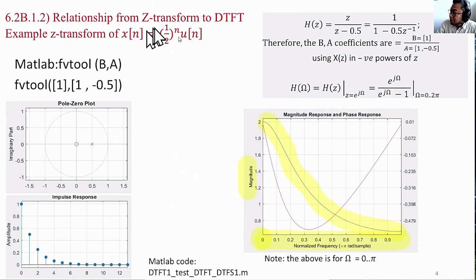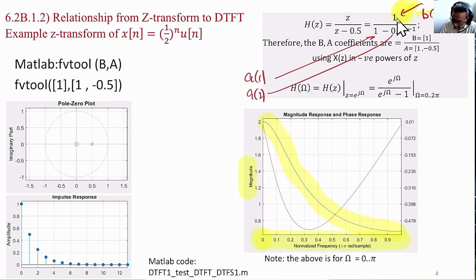Now, remember that once you have H of z, you can express it in positive powers of z or negative powers of z. If you use MATLAB, please represent it as negative powers of z. So it's 1 over 1 minus 0.5 z^(-1). The coefficients of b and a are extracted from this expression. So 1 is here, this is b1, this guy is a1, and this guy is a2. So this is a1, and this is a2, and this is b1.